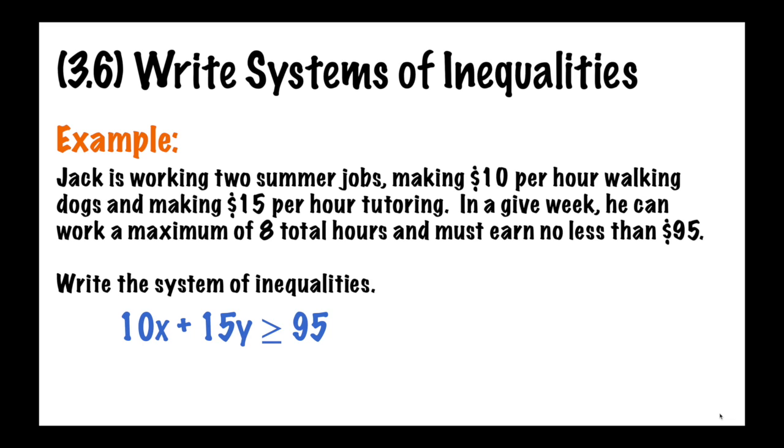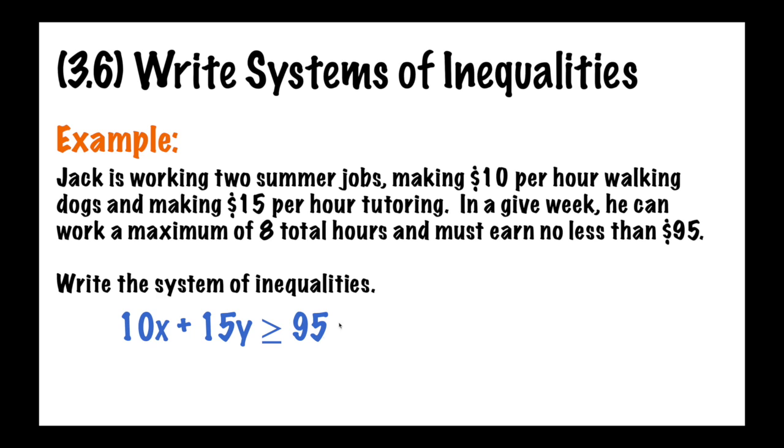And for this example, one of our inequalities should have been 10x plus 15y, because we're talking about $10 per hour walking, and walking would be our x, and then $15 per hour tutoring. So 15 is going to go with y. And then from there, since these are both talking about money, I want that to have a relationship with the $95. And since it says that he must earn no less than $95, he needs to earn at least $95, which means greater than or equal to 95.